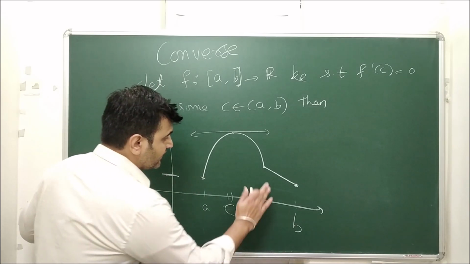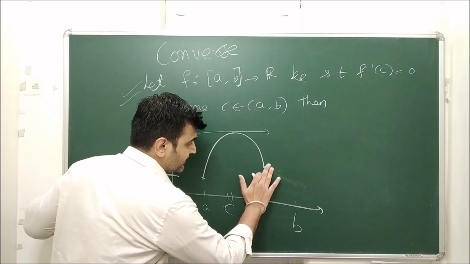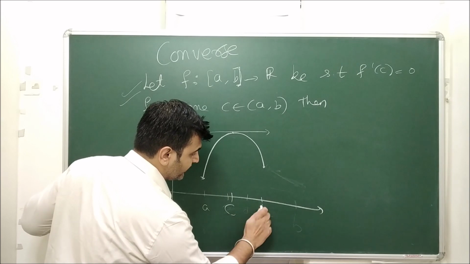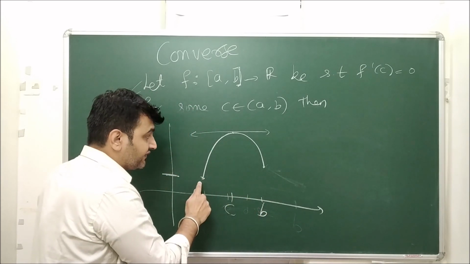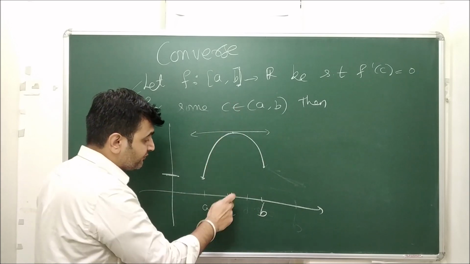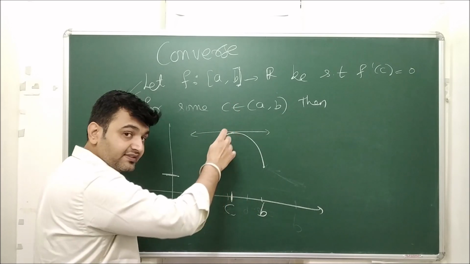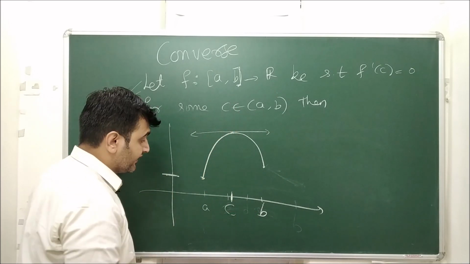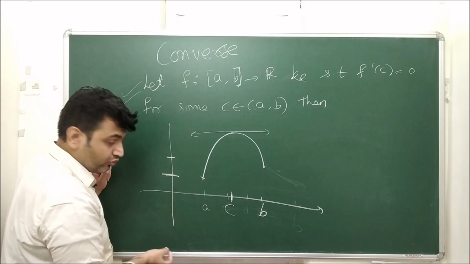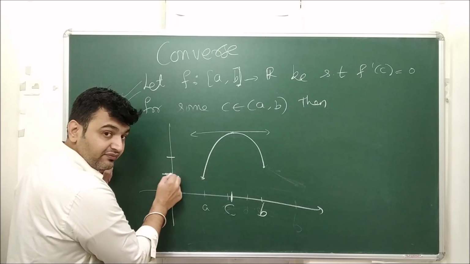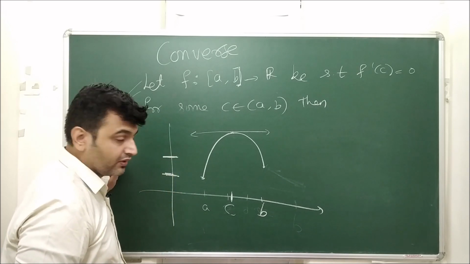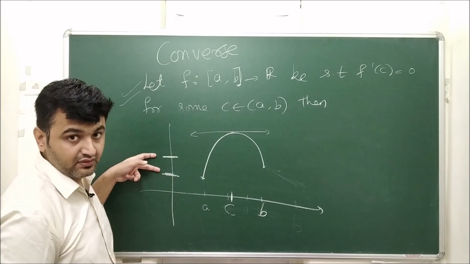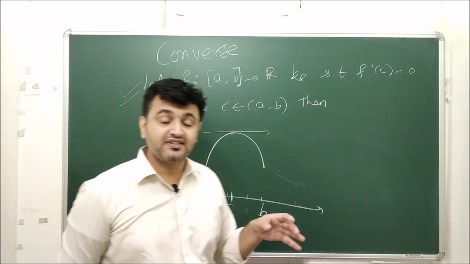Okay, and the last one, you can take this as a graph, a to b. Is the function continuous? Yes. Is the function differentiable? Yes. There exists a point where the derivative is 0? Yes. But does that guarantee that f of a and f of b have to be the same? No. From here you can see this is my f of a, and from here this is my f of b. So f of a and f of b are not equal. So therefore the converse is not true.